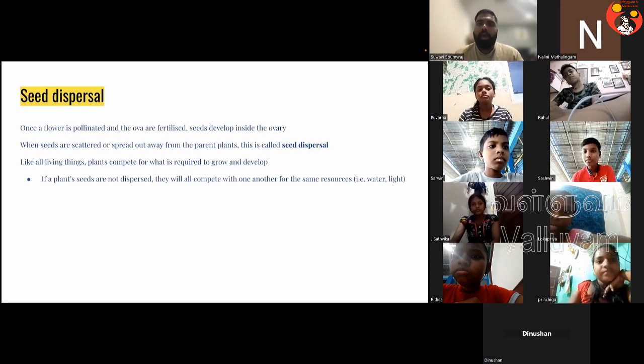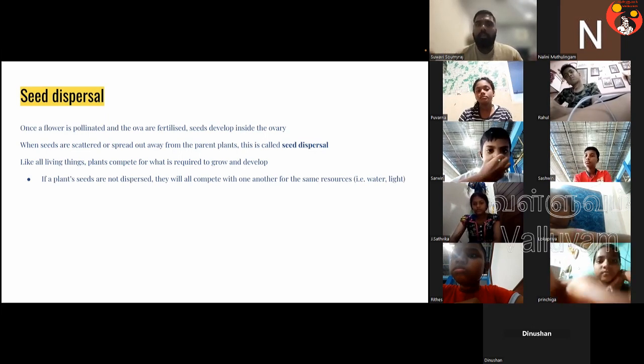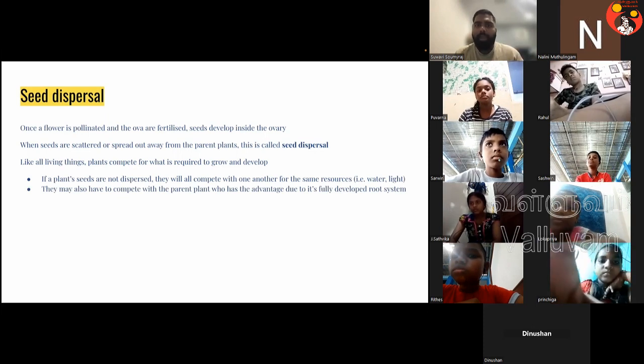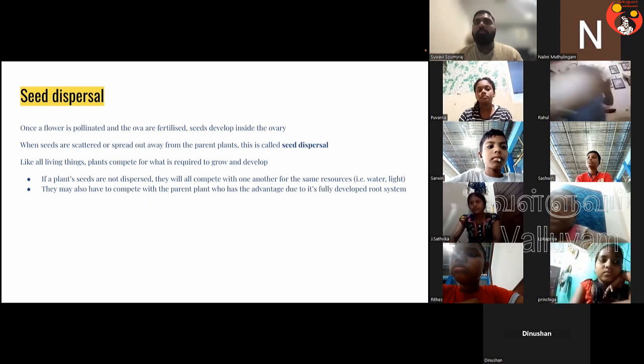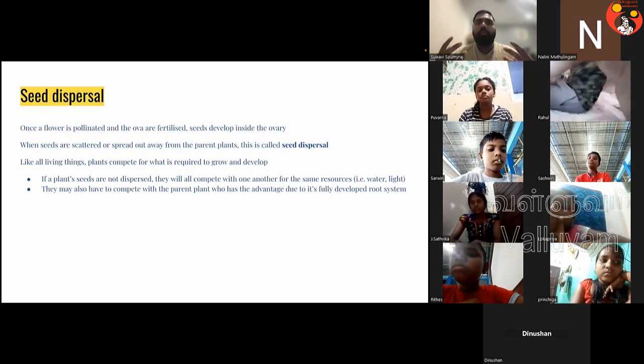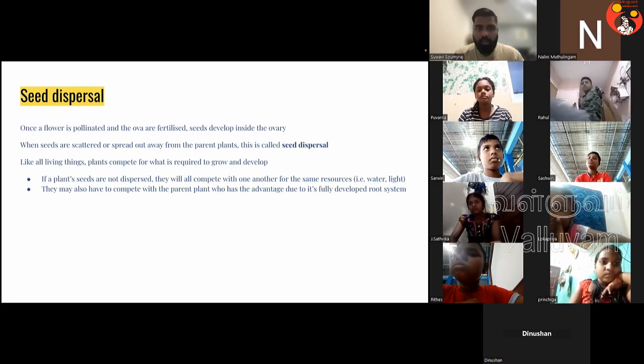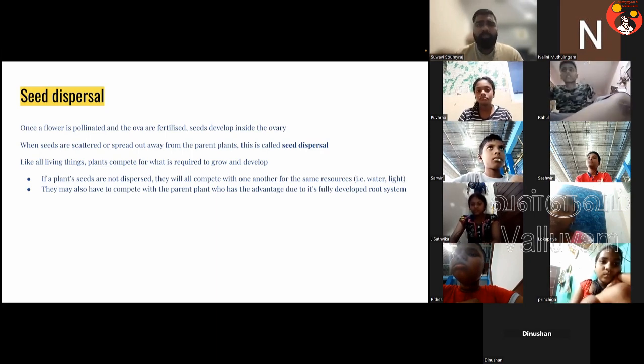If the plant seeds are not dispersed away from the parent plant, all of the seeds are competing for the same resources, the same water, the same light, and that doesn't create a healthy environment because the parent plant, which is already developed and already has a root system in place, will of course beat out the newly developed seeds, right? Because they don't have the capabilities around them to compete and win for the same resources, which is why seed dispersal is crucial to help the specific species thrive.